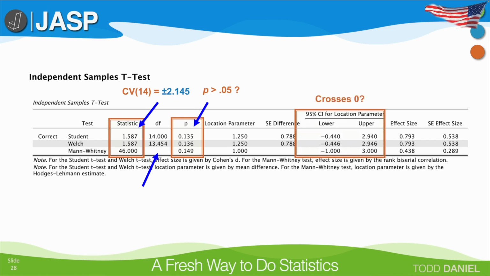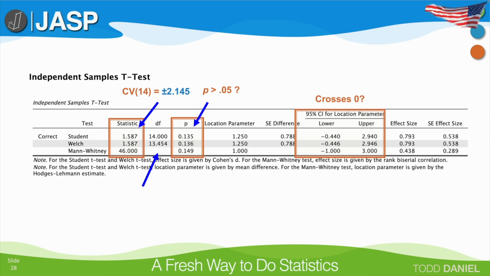When we look at our confidence intervals, we see the lower interval is negative, the upper interval is positive. It crosses 0. Our null hypothesis was that there was no difference, 0 difference between these two groups. So the fact that the confidence interval crosses 0, the p-value is greater than 0.05, our test statistic is not over the fence. All of that tells us the same thing.